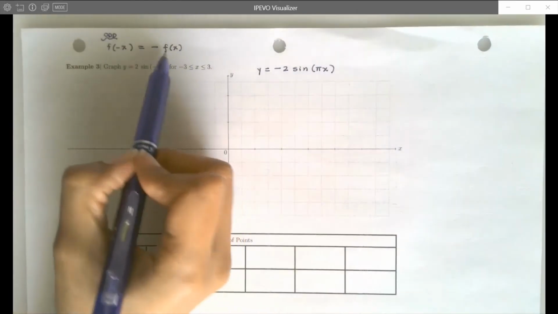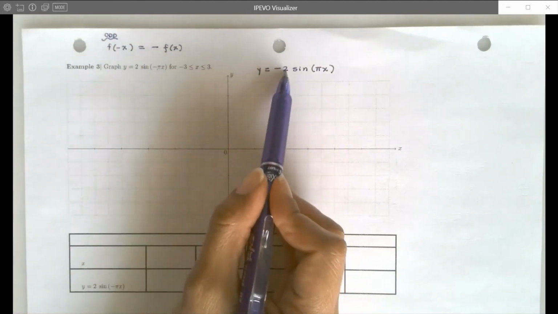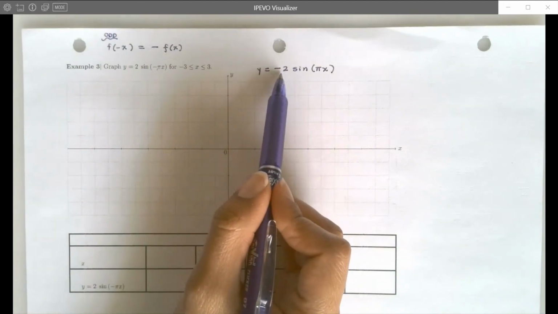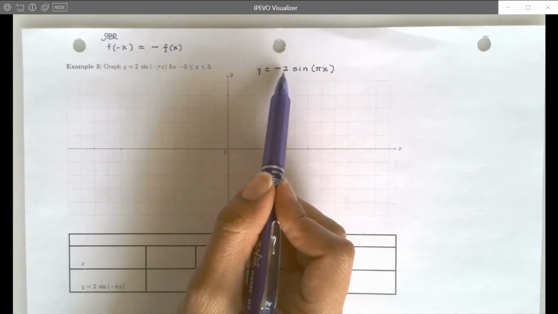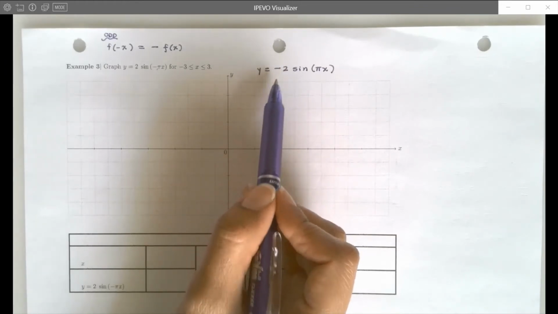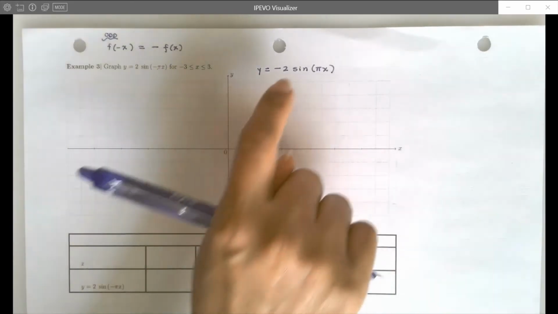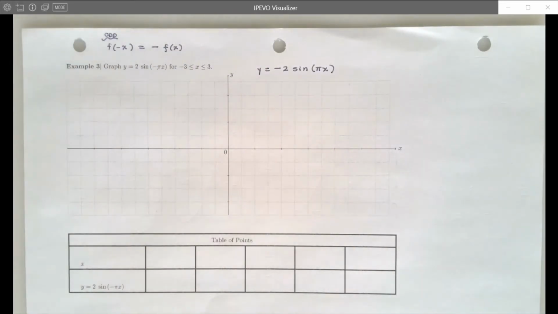So I'm bringing out the negative to the front, but there is that 2, so I need to make sure that I bring it all the way outside. So think of it kind of like a negative times a positive 2 gives us a negative 2. And now this is the function for which we're going to be finding the period.